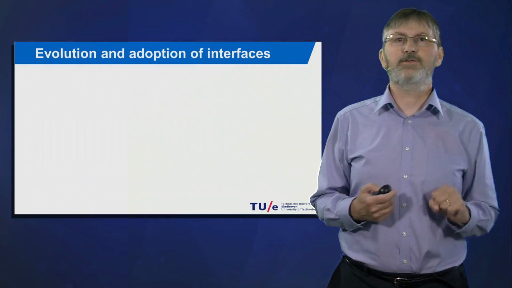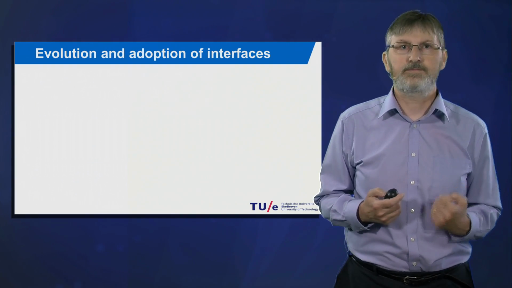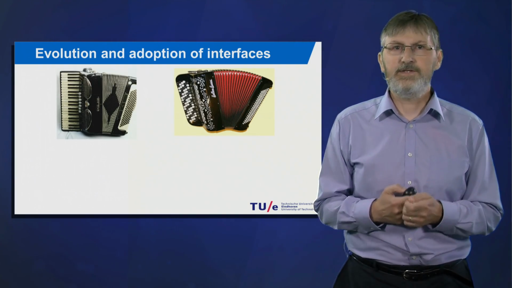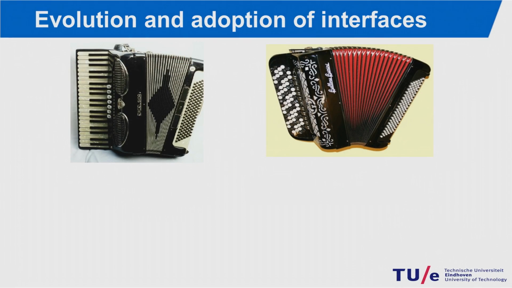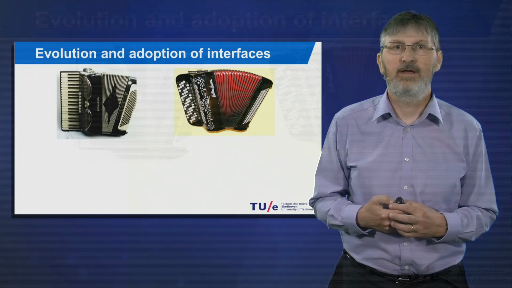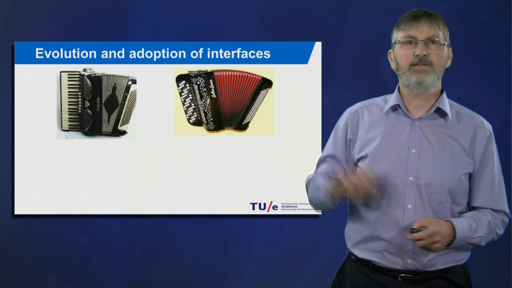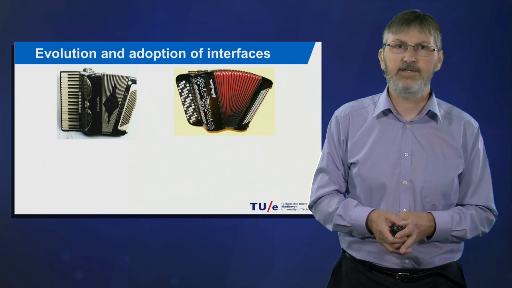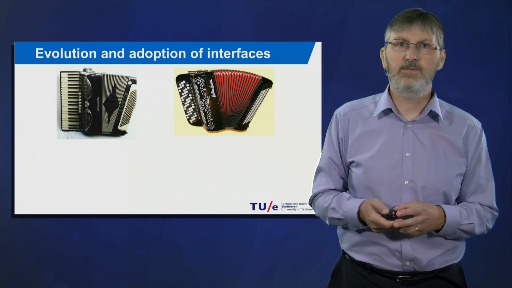I will first illustrate the evolution and changes in interfaces with a simple example. Here we see two pictures of accordions, my favorite musical instrument, and we can see how they have evolved over the years, and how that has influenced the market. In the early development of accordions, the piano keyboard has been used a lot by piano players because it was easy to learn given what they already knew.